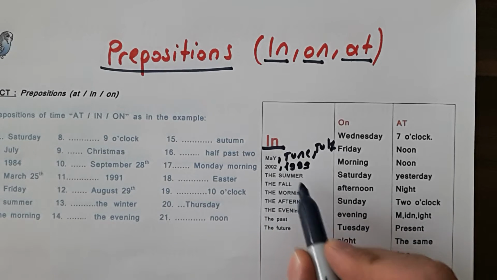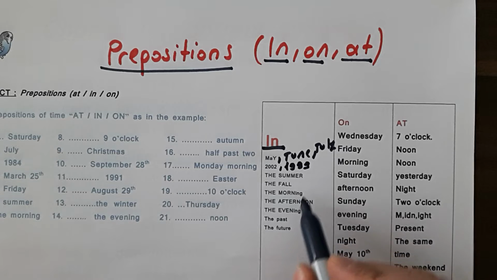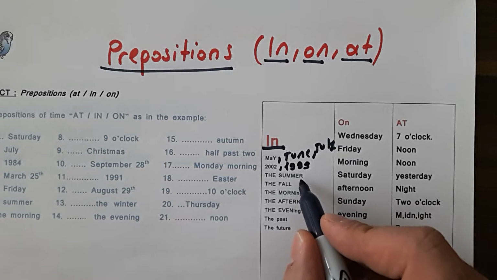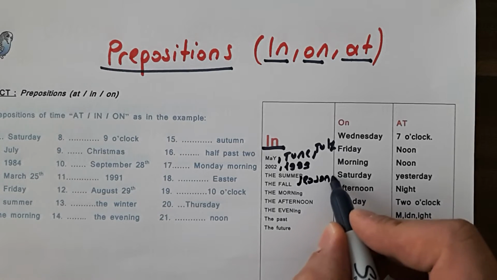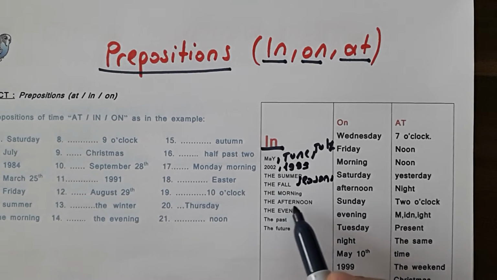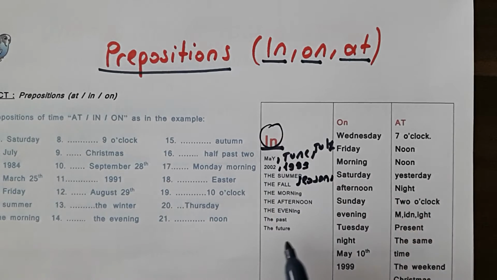In the summer, in the fall, in autumn, in winter. Before seasons, we are using again in. Yes, and in the morning, in the afternoon, in the evening, we are using again in, and in the past and in the future. We can write in here, in the past and in the future.